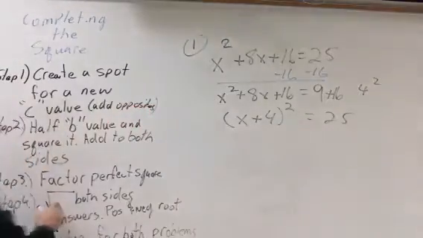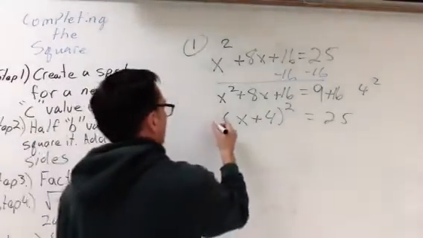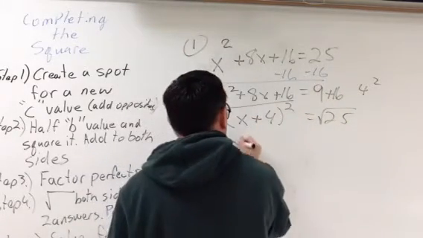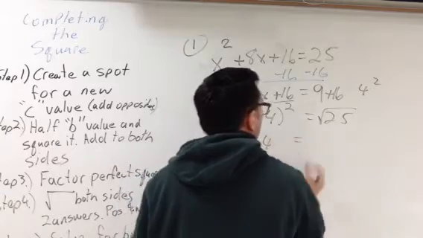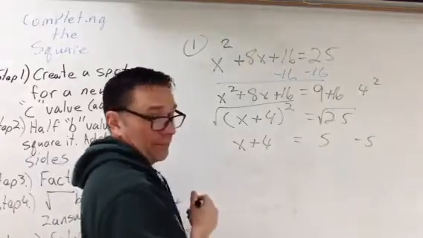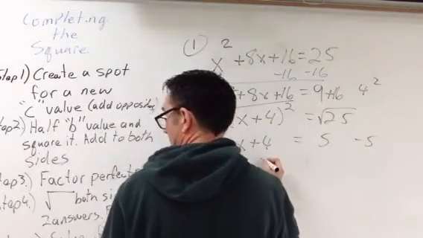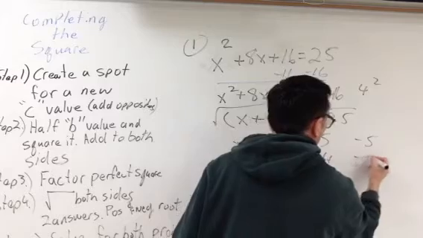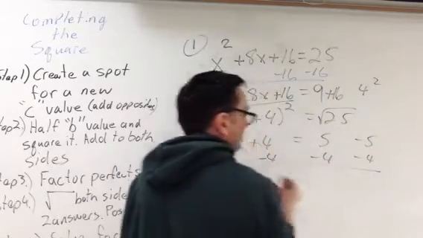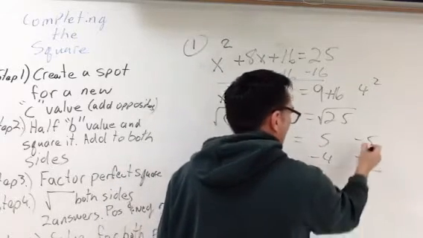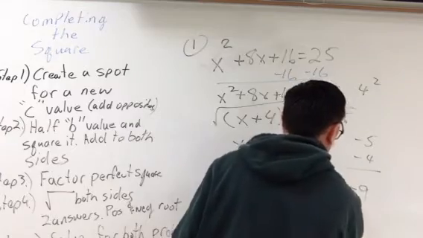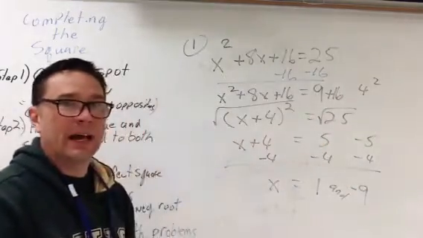Step 4, square root both sides. When you take the square root of a perfect square, it is just itself. Square root of 25 is 5 and negative 5. Last step, we solve it. Add negative 4 to both answers. 5 minus 4 is 1. Negative 5 minus 4 is negative 9. So our two answers are 1 and negative 9.